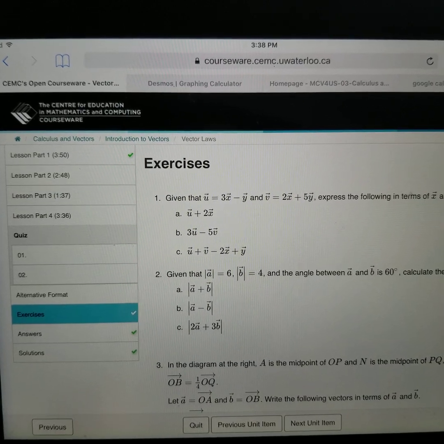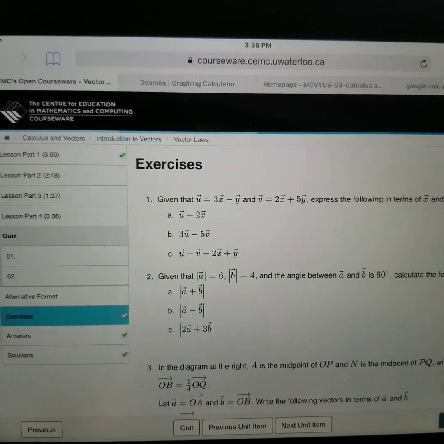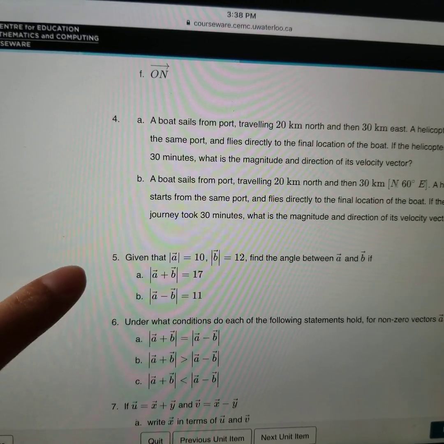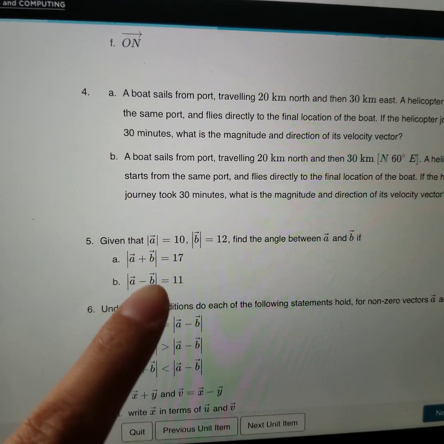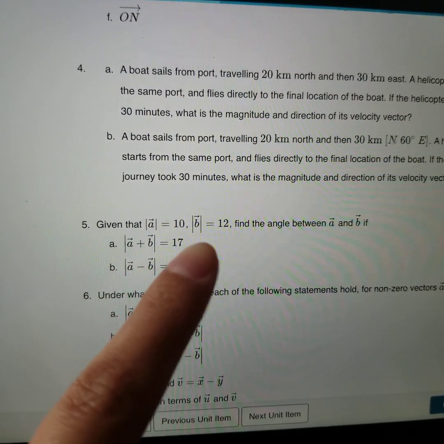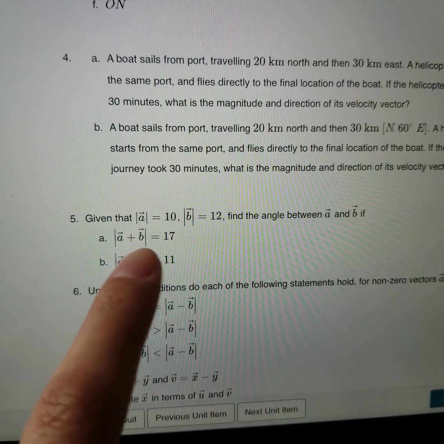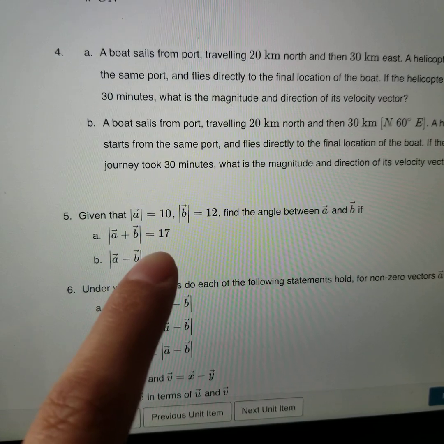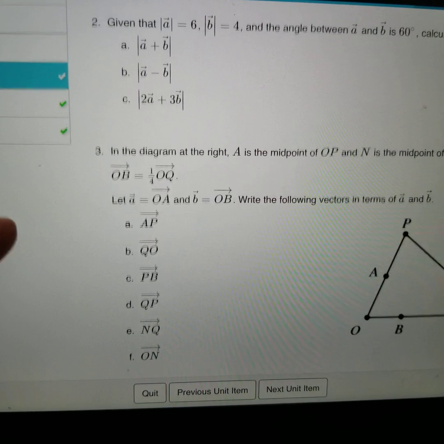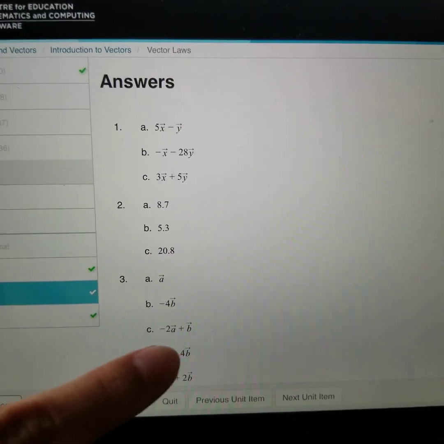I got asked a question for chapter 12b for our vectors unit. The exercises start here, and the question that was being asked was for 5a. We have the vector magnitude of A is 10, the vector magnitude of B is 12, and they want you to find the angle between A and B if, for the first one, the summation of the other magnitude is supposed to be 17. So over here, let's just quickly check what the answer is supposed to be for 5a.